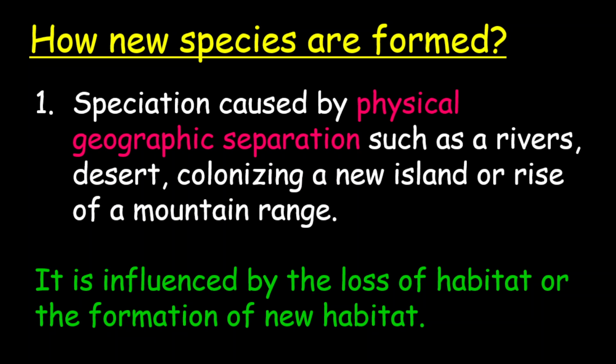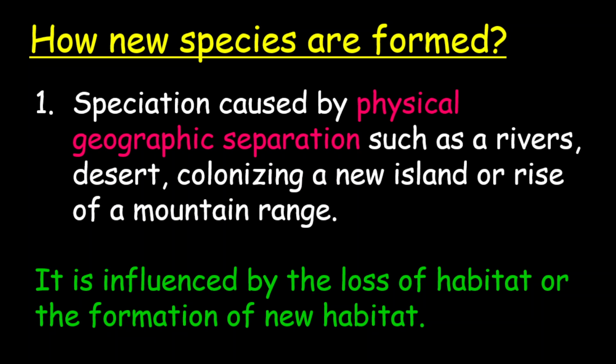You can separate by rivers, you can separate by desert. Also, some organisms colonize new islands. Or you may have a rise in a mountain range or hill or some barriers, whatever that barrier is. It could even be a forest. A forest could separate one set of organisms from the next set. And importantly, speciation is influenced by loss of habitat or formation of a new habitat.